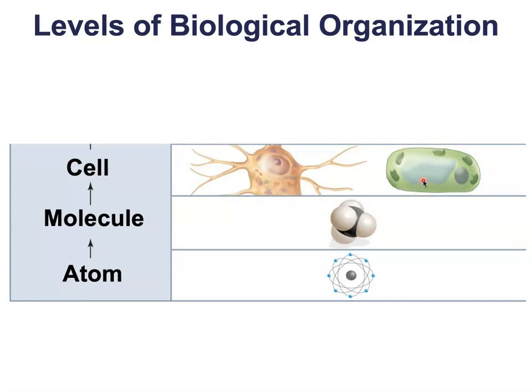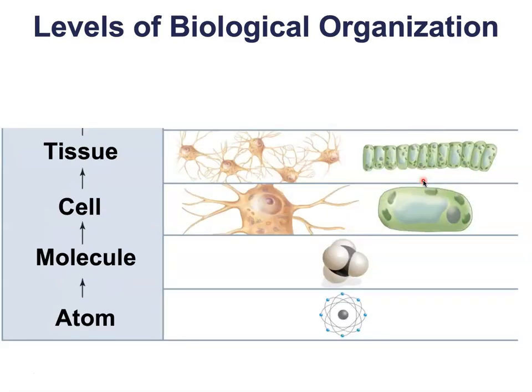But the next level of organization up from a cell is going to be a tissue. A tissue is going to be a group of cells with a common structure and function. So a group of cells all performing the same type of function. So in multicellular organisms, similar cells will combine together to form that tissue.